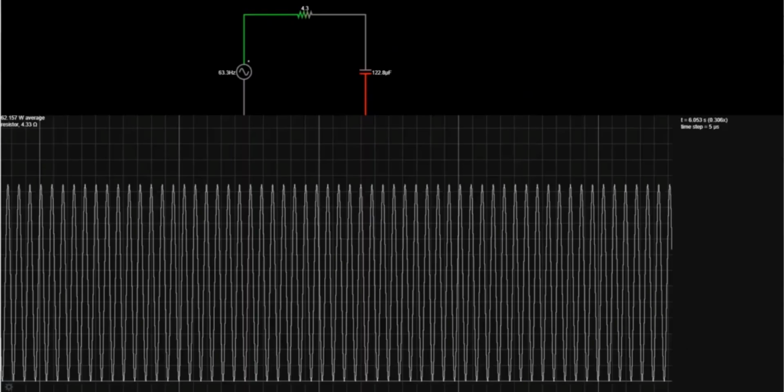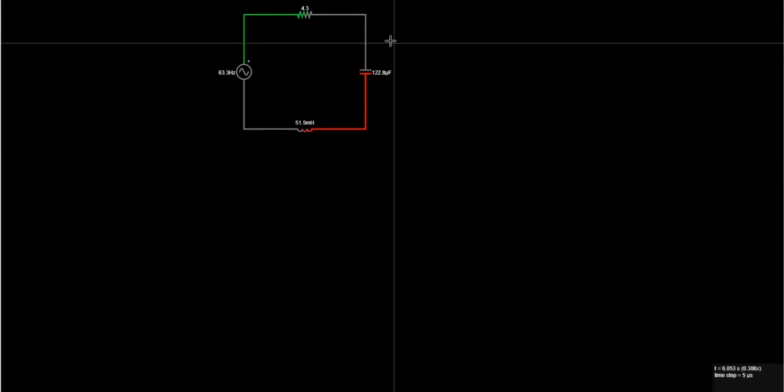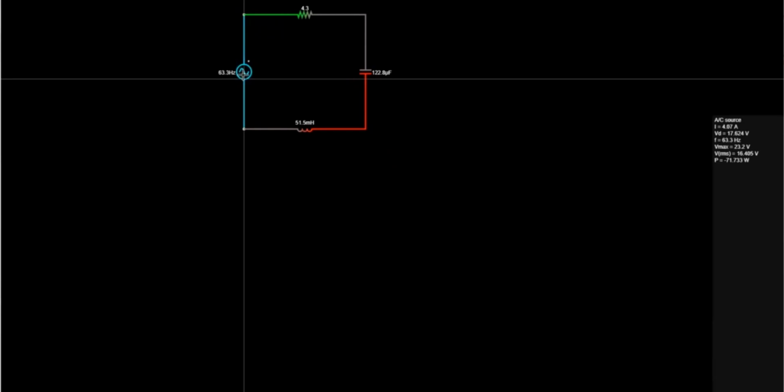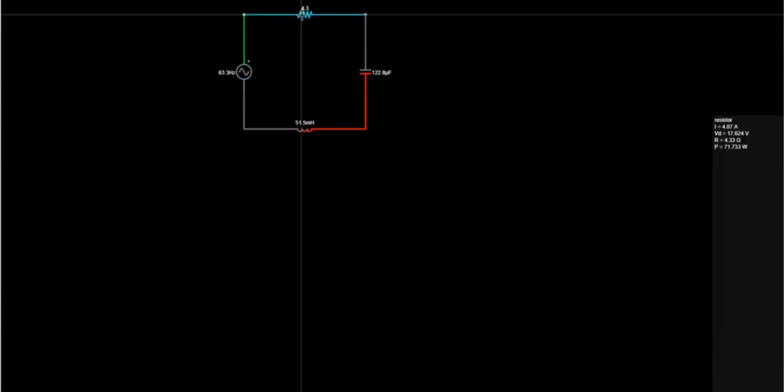Okay. I think this was me. All right, so here's the circuit. Let's just go through this quickly again. There's your EMF, RCL. Your resistor value is 4.33.